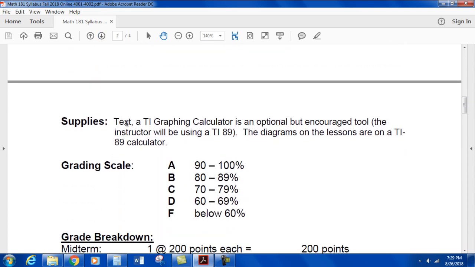Supplies: a textbook of some form, paper or online. A TI graphing calculator is optional but encouraged. I like to use the TI-89. The diagrams and the lessons, if you look at my lessons, which you should, are on the TI-89 calculator.